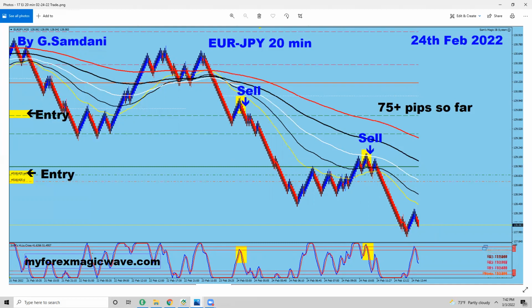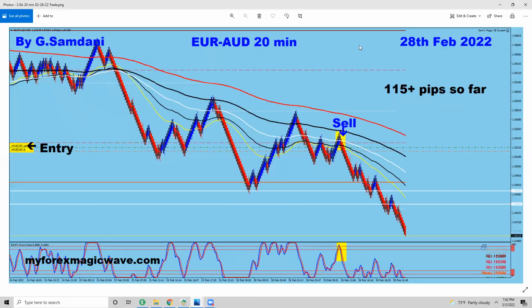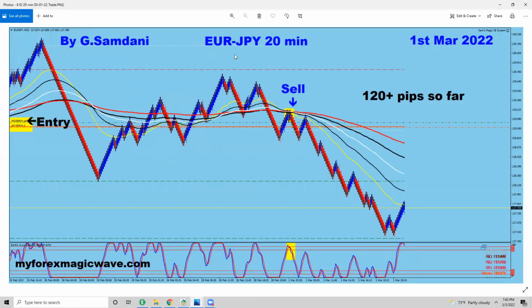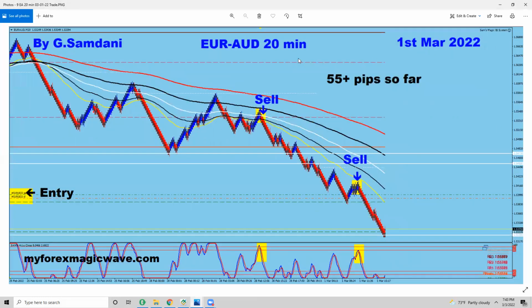What about this week? So far, starting from February 28, EUR-AUD, 115 pip. On the 28th, EUR-NZD, 90 pip, sell. On the 1st, euro yen again, 120 pip because of the euro index chart. On the 1st of March, EUR-AUD again from here.